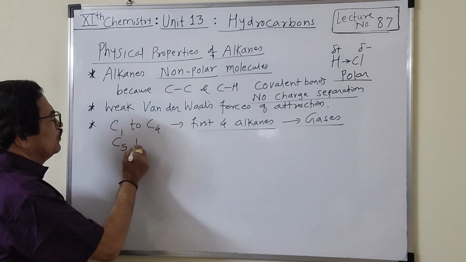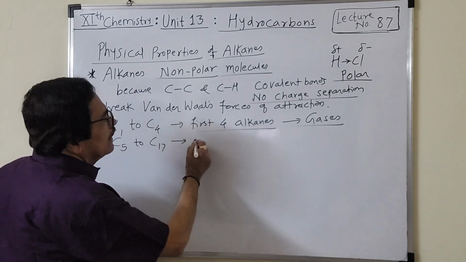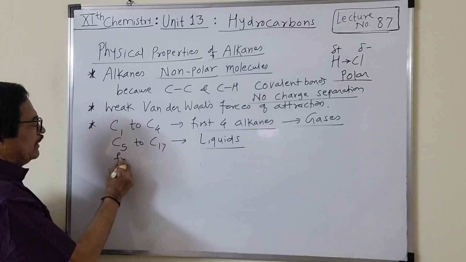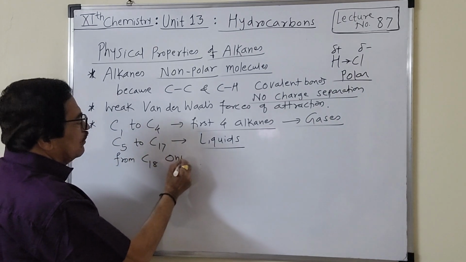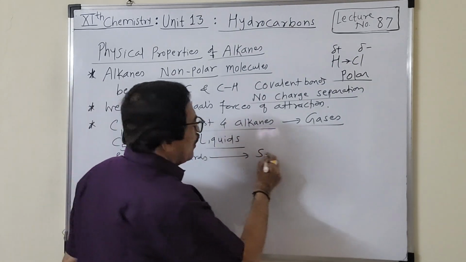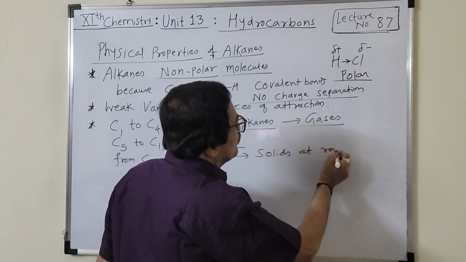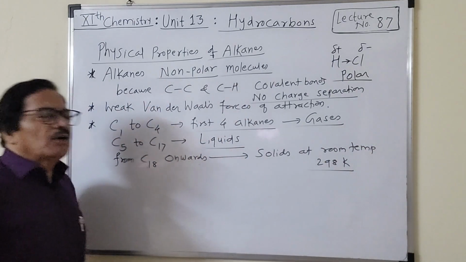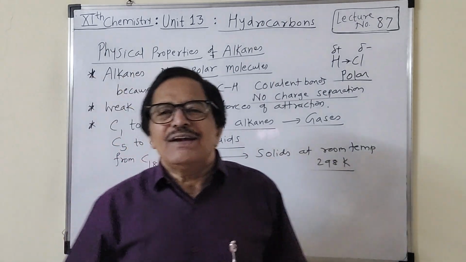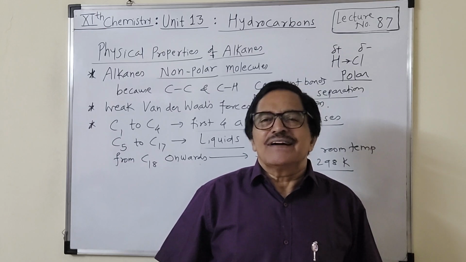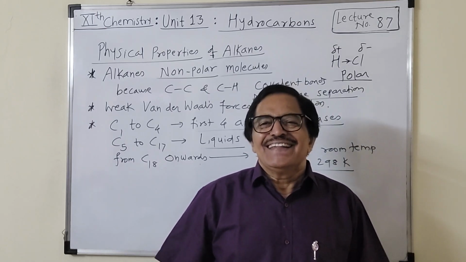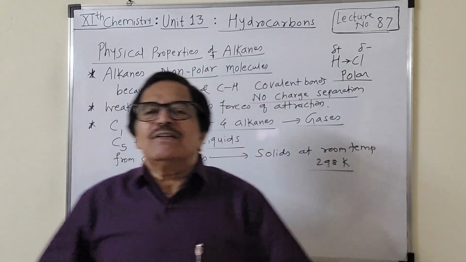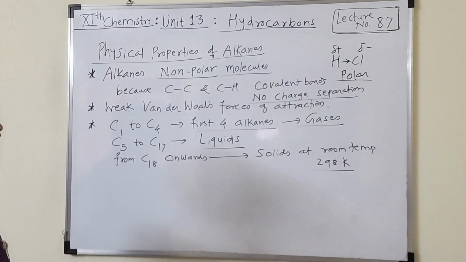Then from C5 to C17, these alkanes are liquid alkanes, isn't it? And then from C18 onwards, they are solids at room temperature, particularly at 298 K. What is room temperature? 25 degrees Celsius. So we say 298 K, temperature in Kelvin. K means Kelvin, not something else, isn't it? Kelvin gave that scale of temperature, that's why the name. Okay, so this is the physical nature of all the alkanes, remember always.